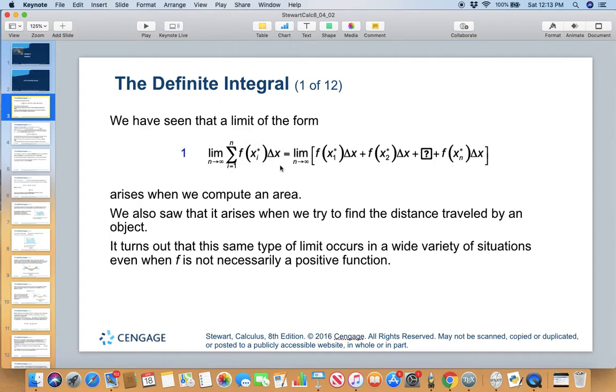This is the area of one rectangle. Summation means take the sum of all those areas. You get some number. Now increase n, which means increase the number of rectangles. Keep increasing the number of rectangles to go to infinity. That is what gives you the area under your curve. So this summation arises when we compute an area.